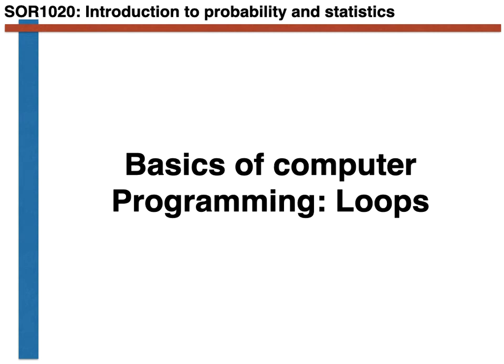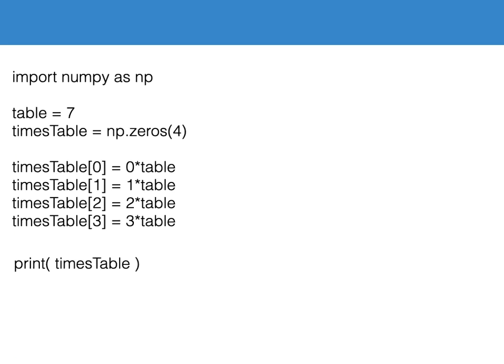Hopefully you are starting to feel comfortable with arrays, so let's introduce our next programming idea, loops. At the end of the previous video, we had arrived at the following code for calculating and printing the first four numbers in the 7 times table: 0 times 7, 1 times 7, 2 times 7, and 3 times 7.